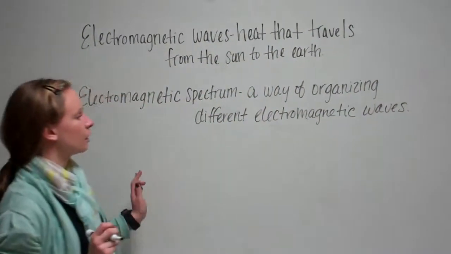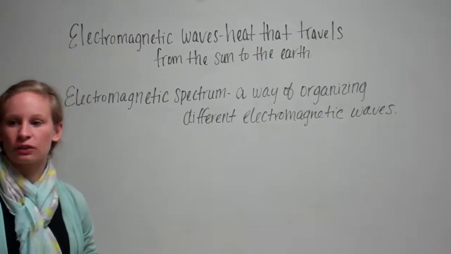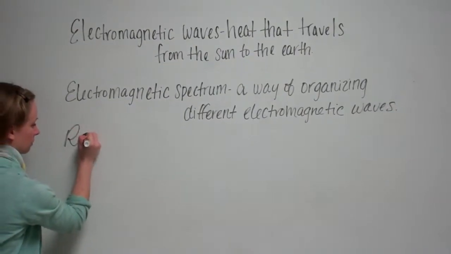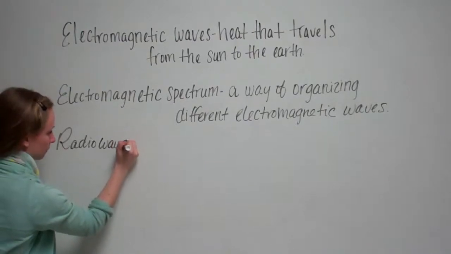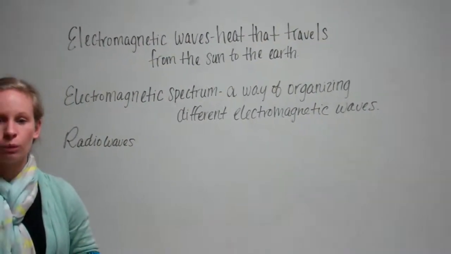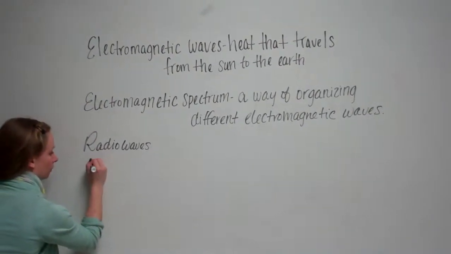Okay, and so we're going to talk about the different types of waves and how they've been classified along the spectrum. So the first one we're going to talk about are our radio waves. Okay, and starting with our radio waves, they have the longest wavelength and the least amount of energy.